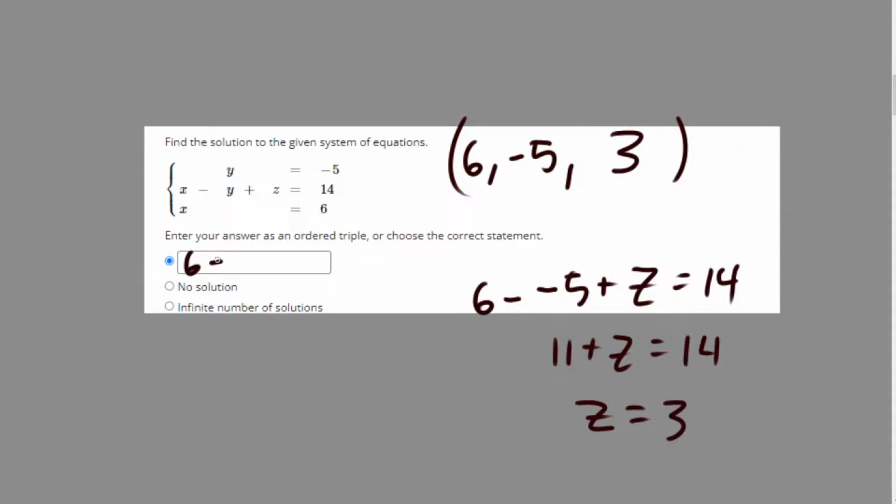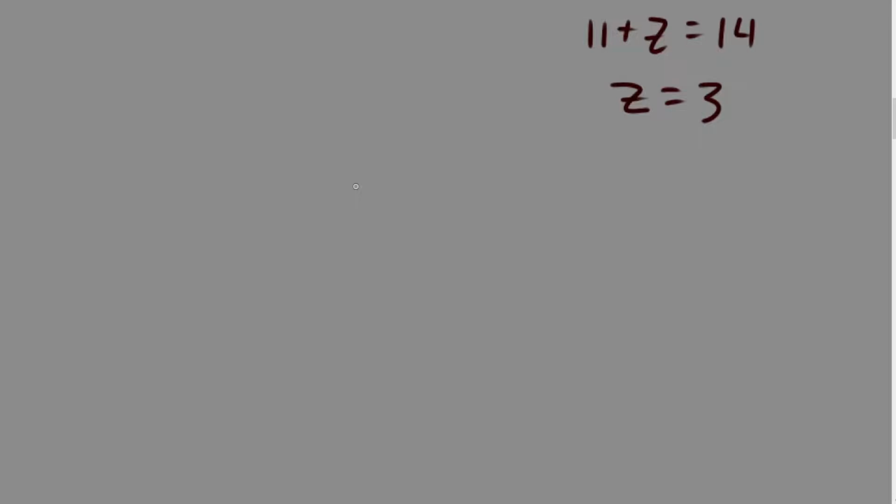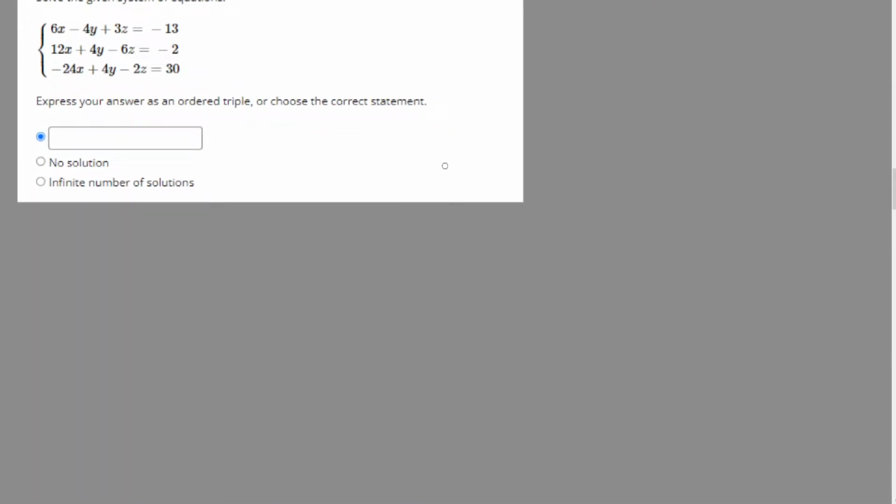It's kind of hard to check that, because there's only one equation that has all three variables. But you can guess that this is our solution. You can say that. Next, we'll go down to this one, solve the given system of equations.